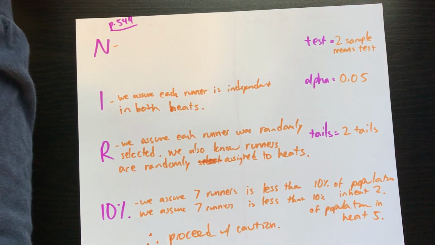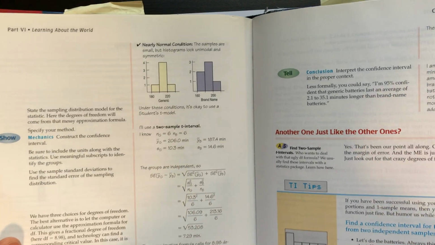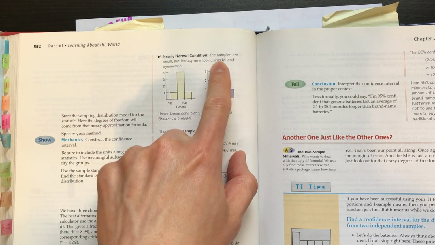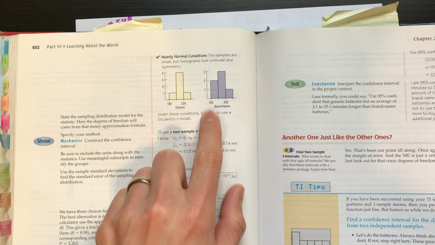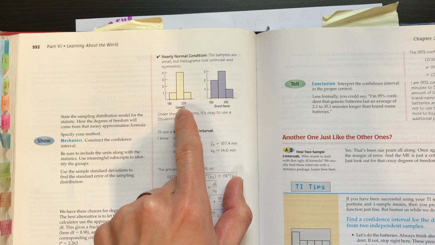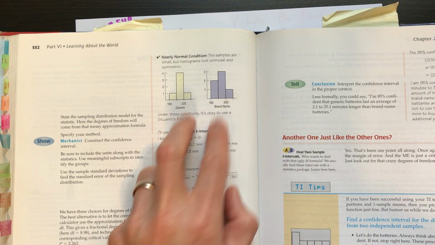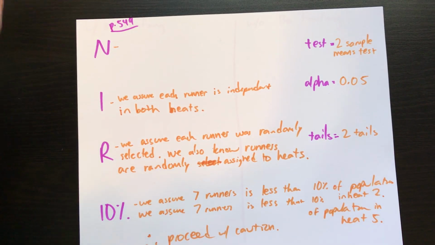Okay, it's actually 552. In the nearly normal condition, so 552, right here, the samples are small, but histograms look unimodal and symmetric. Now, if you're given the data, you have to draw out the histogram, okay? So let's check this out.